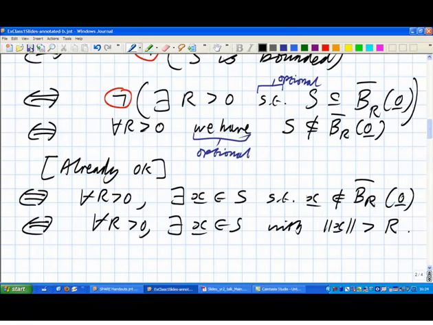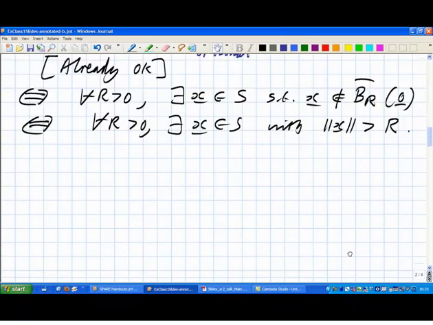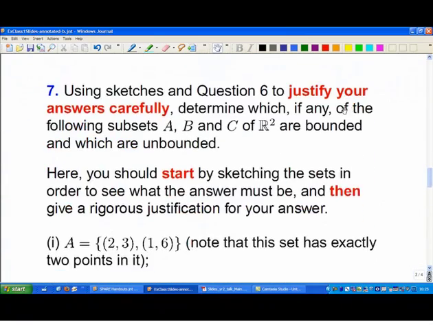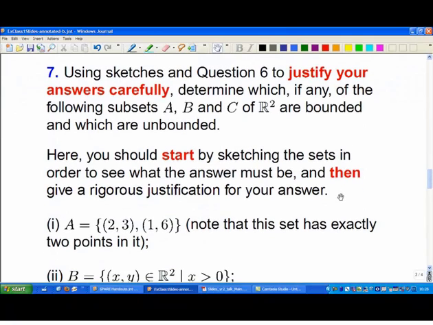So the idea now is to use this definition of unbounded and the definition of bounded to help you in the next question. So what's the next question about? You have to try and sketch these three sets and try to decide whether or not they're bounded or unbounded, using carefully the definition from part 6. That means if you think it's bounded, you should come up with an explicit positive real number R that you think will do it, to show that the set is contained in that big ball centered on the origin.